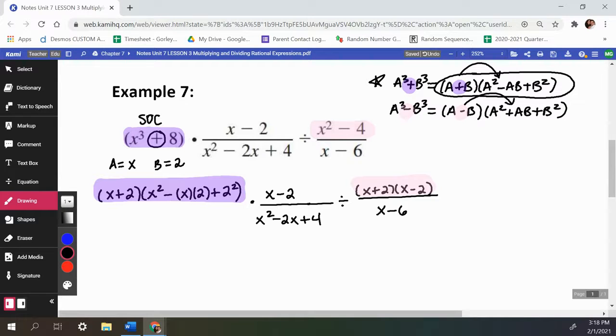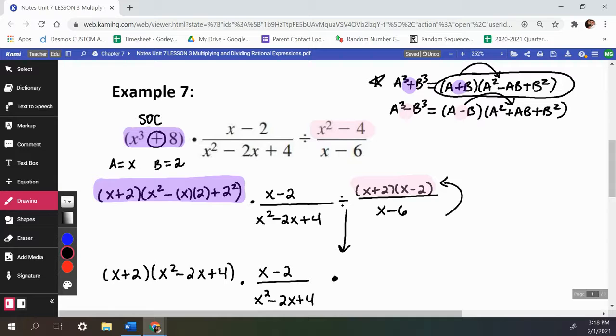So let's clean this up. The first part's going to look like x plus 2, x squared minus 2x plus 4 times. We have x minus 2 in the numerator, and this trinomial did not factor. Then I'm going to change the sign to multiplication and flip this fraction. All right, so now everything's in multiplication form.